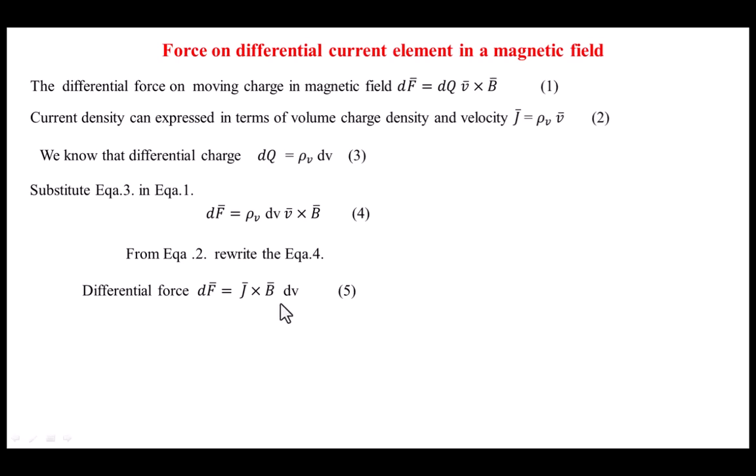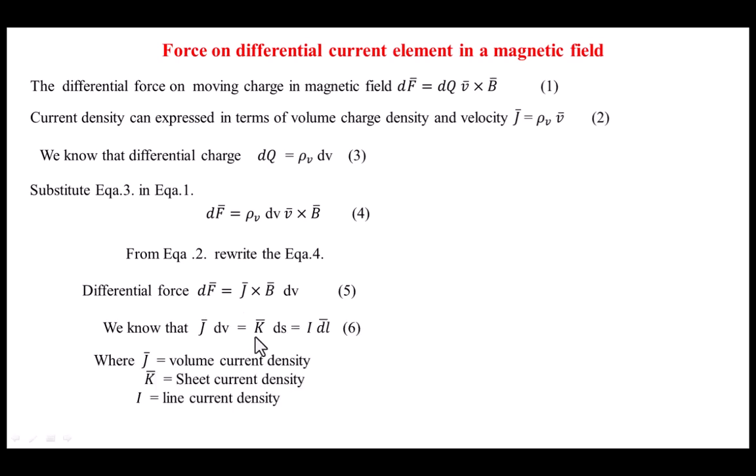Suppose a sheet charge is moving in a magnetic field, then there is some amount of force. In the same manner, if a line charge is moving in a magnetic field, some amount of force will be experienced by the line charge. To find the force on a differential sheet charge and a line charge, we know the relation between J bar, K bar and I. K bar is the sheet current density, and I is the line current.